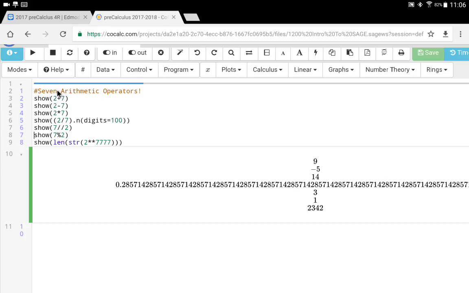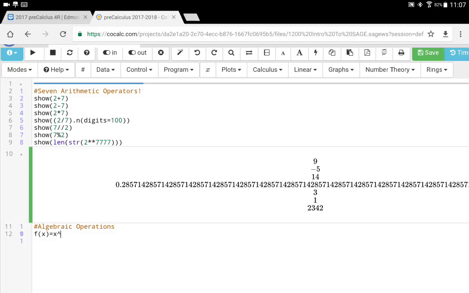How about algebraic operations? Just for fun, I'll go down here and add a comment, algebraic operations. What if I let f of x equal, what would I like? X squared plus 2x plus 1. X squared, by the way, you don't have to do star.